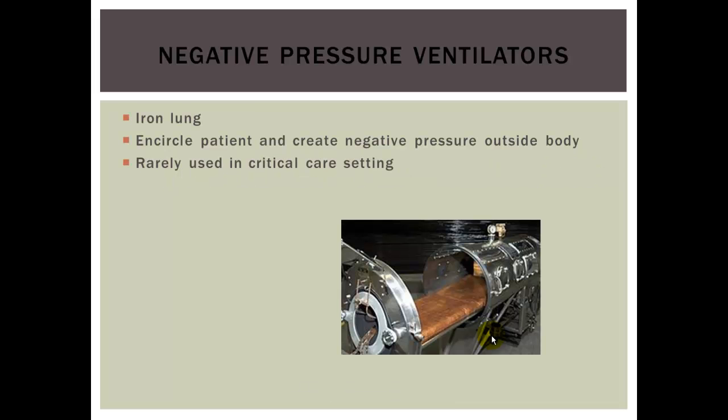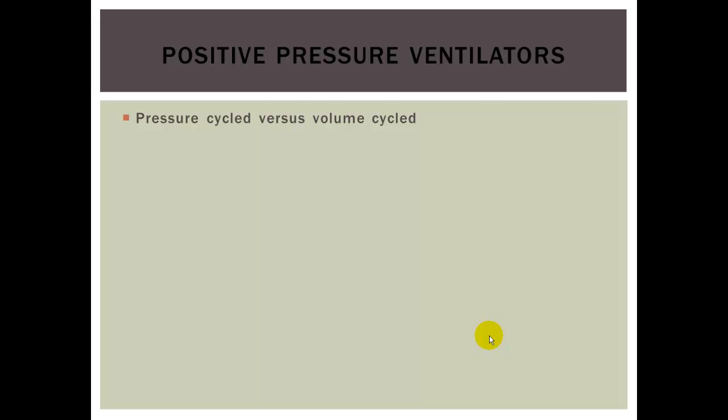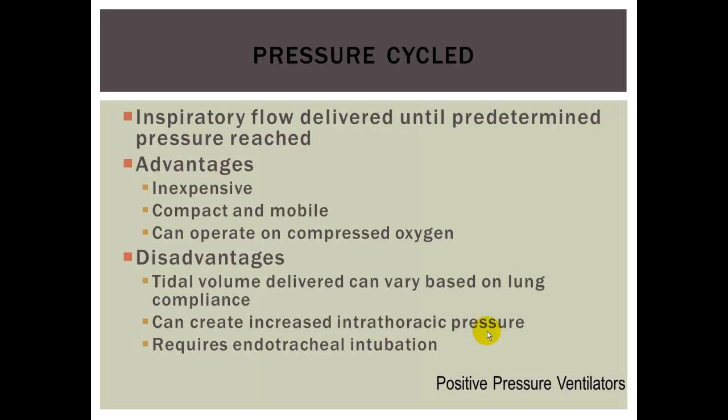Types of ventilators. Negative pressure ventilators. The iron lung was probably our first one. We do not use these in critical care anymore. This would take up most of the space on our units, and if we were using them on an aircraft, there's just no room for these. Positive pressure ventilators: whenever we talk about those, we have pressure cycled and we have volume cycled. And these are just general types of ventilators as we're talking about these.